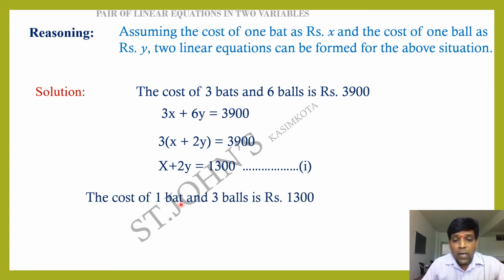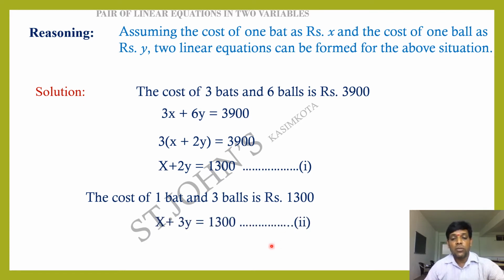So the cost of one bat and 3 balls is 1,300 rupees. Let the cost of one bat equal x rupees and the cost of one ball equal y rupees. Here one bat costs x rupees and 3 balls cost 3y rupees, and the total is 1,300 rupees. This is written as the cost of one bat, x, plus the cost of 3 balls, 3y, equals 1,300. That means x plus 3y equals 1,300.